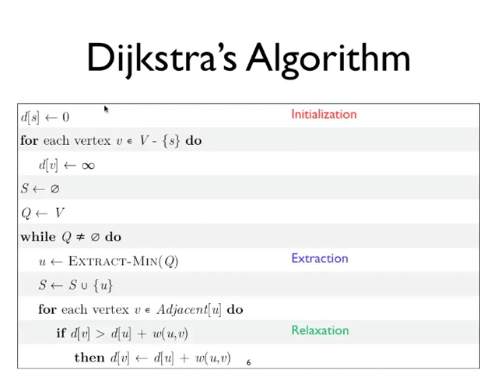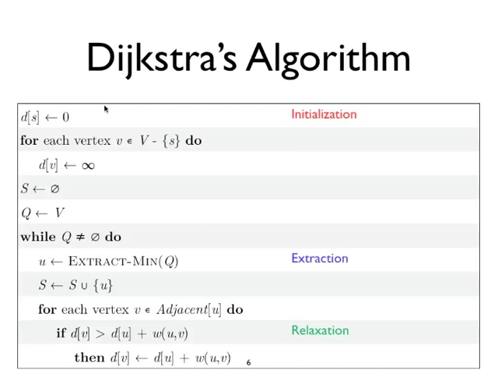While there are nodes remaining in the priority queue, we carry out the following actions. We extract from the priority queue the vertex with the current shortest path, and we add that vertex to the already processed set S. That is the extraction process.